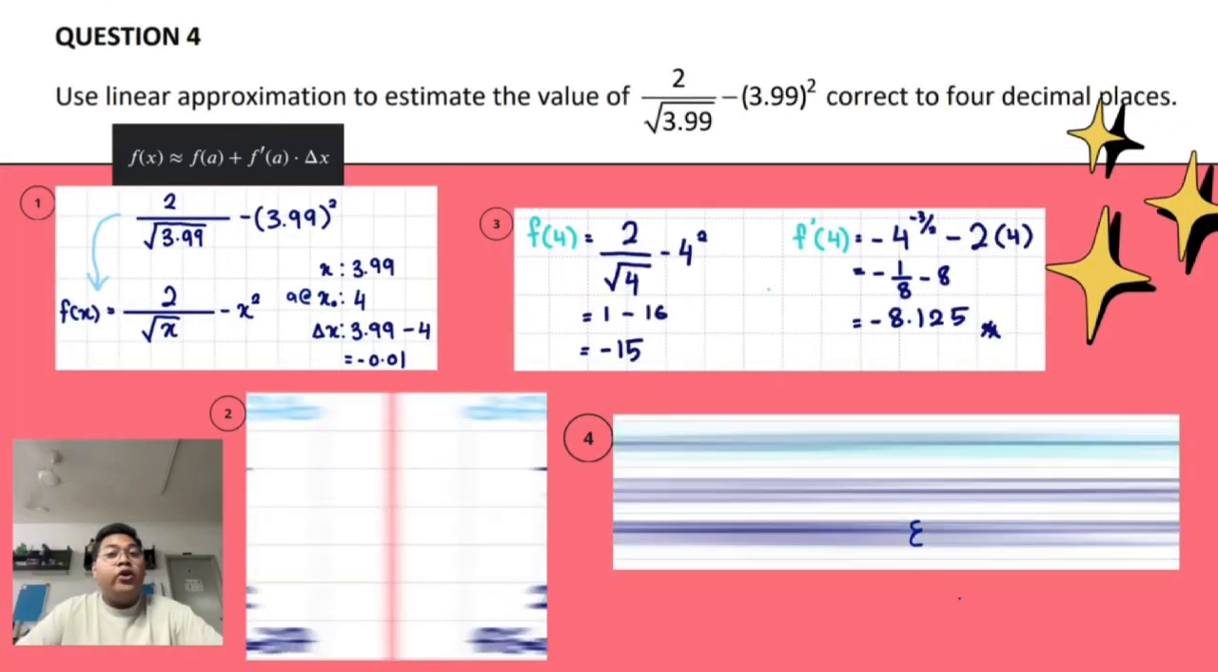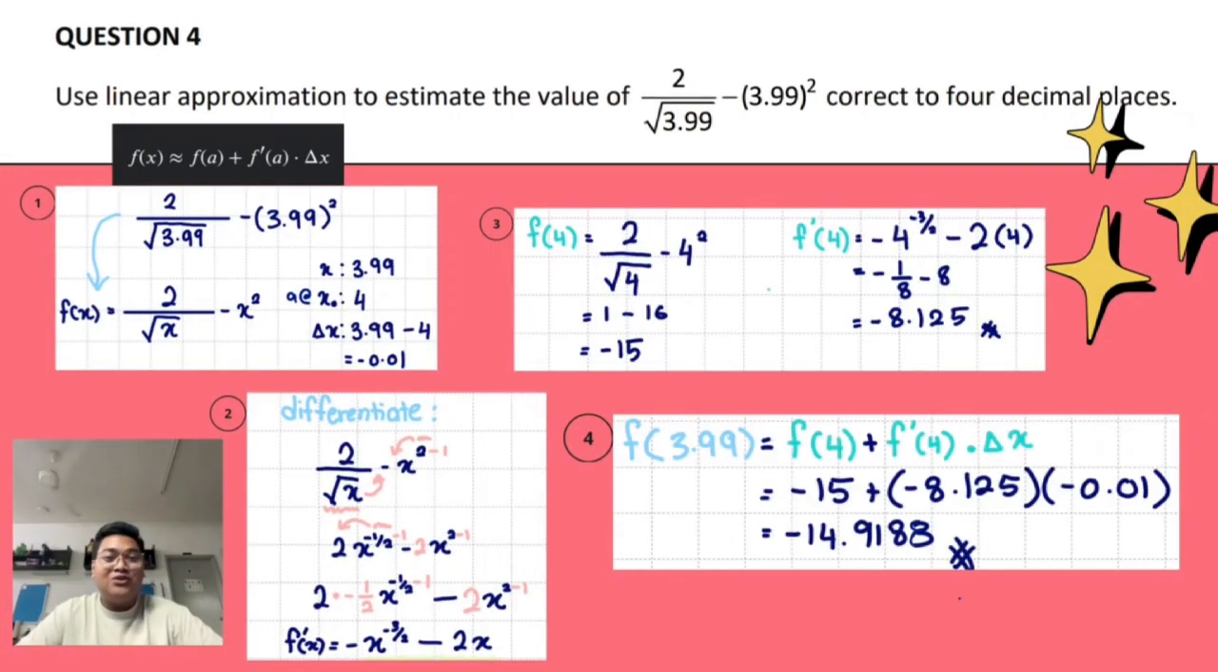Last question. We are going to look at how we can use a cool method called linear approximation to estimate a complex number quickly and accurately. The problem we are solving is to estimate the value of 2 over root 3.99 minus 3.99 squared. First, we need to choose a function f(x) that looks like the expression we want to estimate, but with a variable x. We can see the number 3.99 is everywhere. So we define our function as f(x) equals 2 over root x minus x squared.